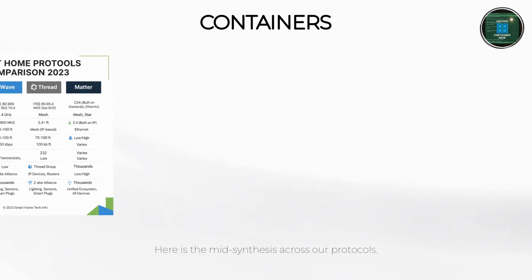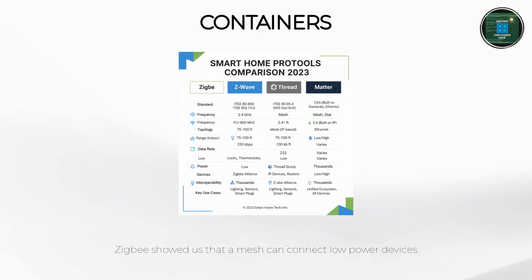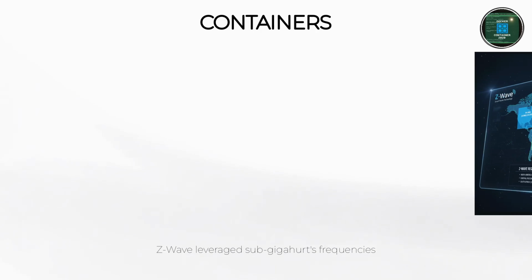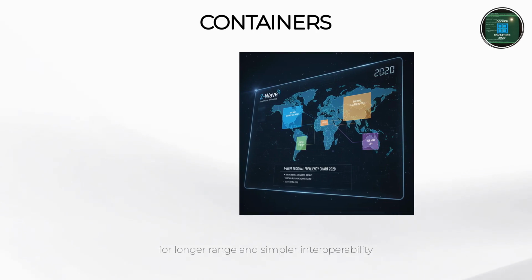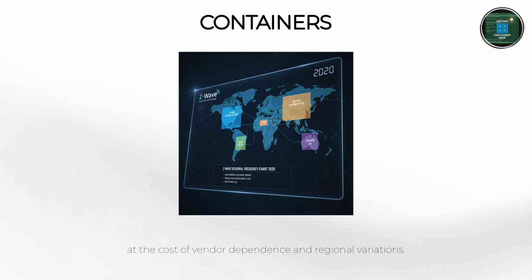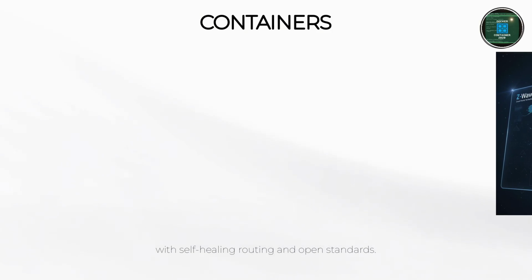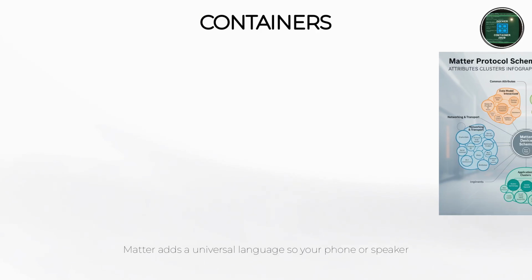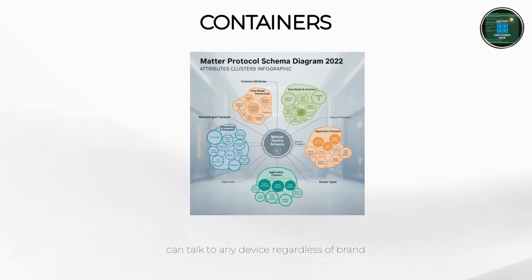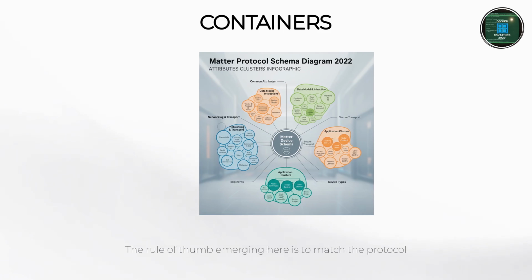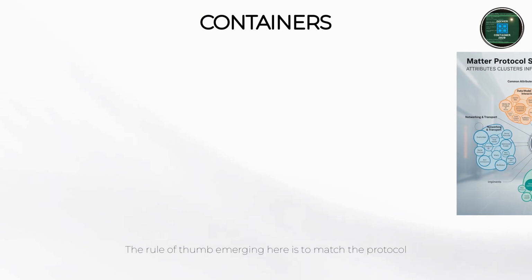Here is the mid-synthesis across our protocols. Zigbee showed us that a mesh can connect low-power devices across a house, but suffers when profiles diverge. Z-Wave leveraged sub-gigahertz frequencies for longer range and simpler interoperability at the cost of vendor dependence and regional variations. Thread brings the mesh concept into the IP world with self-healing routing and open standards. Matter adds a universal language so your phone or speaker can talk to any device, regardless of brand, using the same verbs and adjectives.